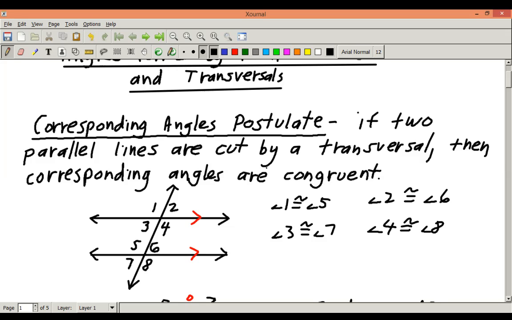So this postulate says that when you have two parallel lines that are cut by a transversal, corresponding angles are congruent. So if we look at angles 1 and 5, they're corresponding. So now we know by the postulate that they are congruent. Angles 3 and 7 are also congruent by the postulate. Angles 2 and 6 are corresponding, so now we know they are congruent. And angles 4 and 8 are congruent because they are corresponding angles formed by these parallel lines and the transversal. So that's what we need to know. And then that postulate is going to be used in later theorems.